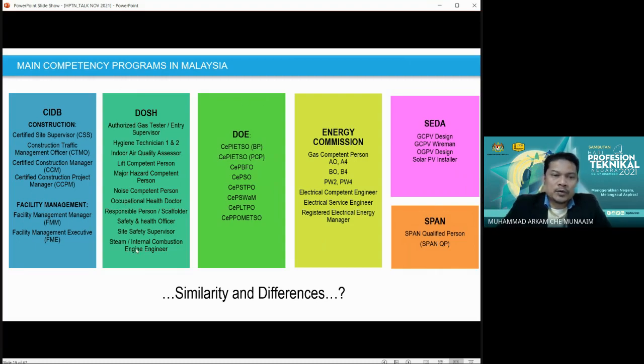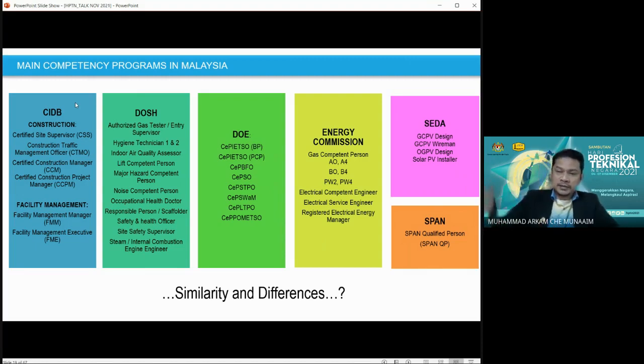DOSH also comes with cost. Of course, we know very well that certified health officer will be about 6,000 to 7,000 ringgit per session, about 20 days. Site safety supervisor is about 3,500 to 4,000 ringgit for about 10 days. The same goes to CIDB. There are programs coming with cost. Minimum is about 300 ringgit. Go straight to the assessment method, 300 to 150 depending on the level. Go straight to the level through method 3 assessment, assessed by interview session.